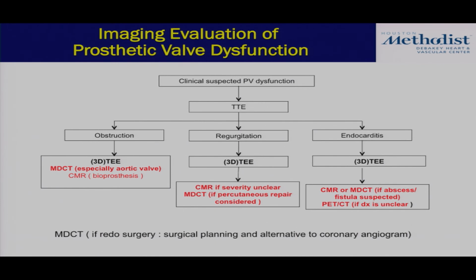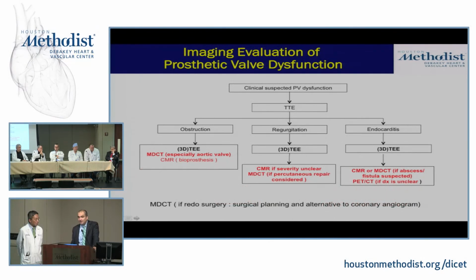And then lastly, as Suman touched on, in the setting of endocarditis, echo is really going to be your primary modality. There may be a role for CT or CMR if you're looking for complications of endocarditis, and there may be a role for PET-CT if the diagnosis of endocarditis is not clear. And then lastly, Suman, I guess the last indication is in patients going for redo surgery, where CT could be helpful for surgical planning or as an alternative to coronary angiogram.